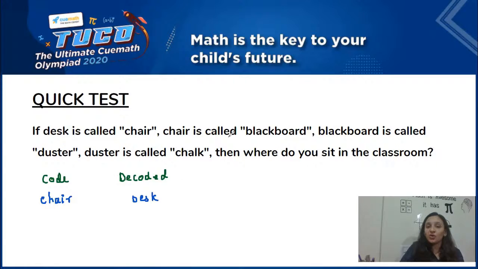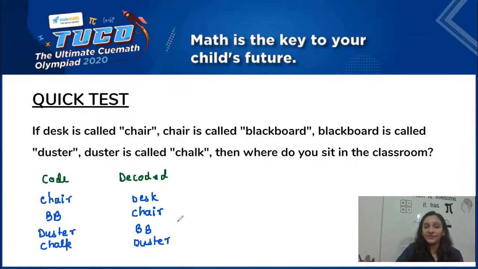Then it says chair is called blackboard. So the code for chair is blackboard. So we can write here blackboard, and the actual meaning of blackboard is chair. Now, blackboard is called duster. So the code for blackboard is duster. So I would write here duster, and the decoded meaning of duster is basically blackboard. And then duster is called chalk. So the code for duster is chalk. So I write it up here chalk, and this is actually duster.